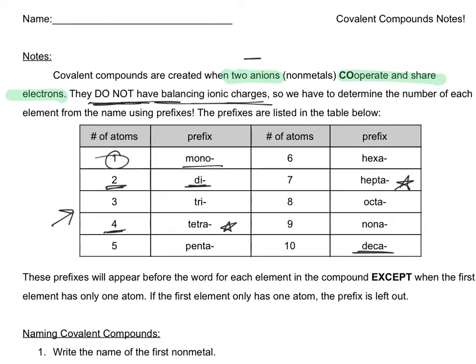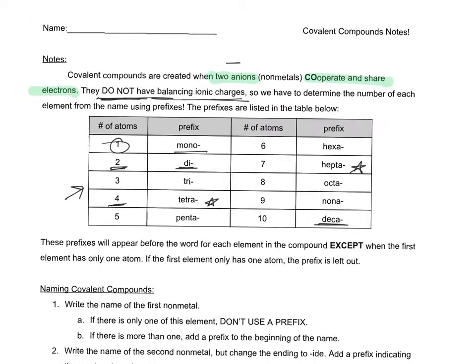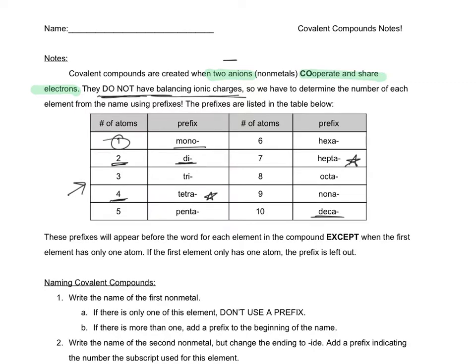When naming a covalent compound, you'll use these prefixes. When you're writing the formulas, you'll find these prefixes in the names to help tell you the subscripts for your formula. So they're really useful and you need to know them. These will appear before the word for each element in the compound, but there is an exception. We only use the prefix mono, for one, if it's on the second element in the compound. We'll see an example of that below.